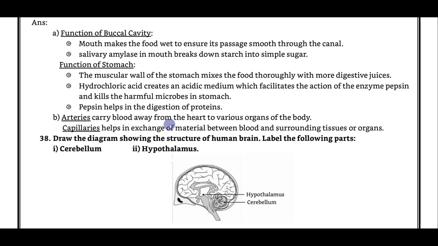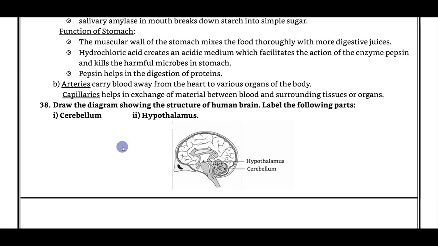Arteries carry blood away from the heart to various organs of the body. Capillaries help in exchange of material between the blood and surrounding tissues or organs. 4 marks important diagram: Brain.